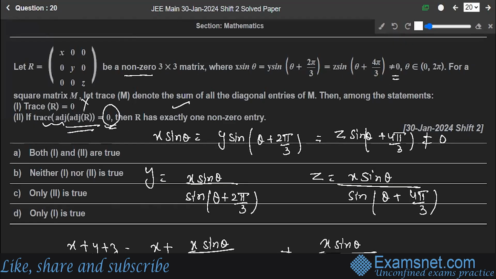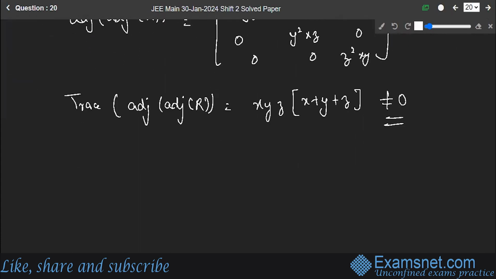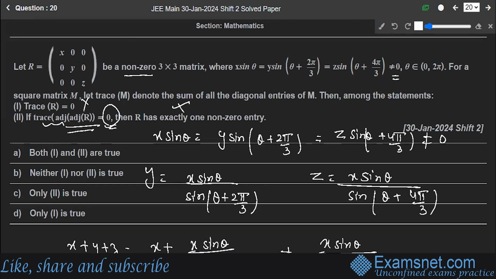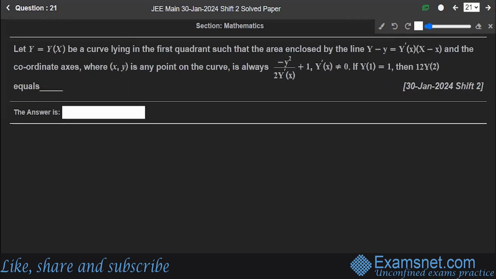If I take this is equal to 0, then one thing we know from the previous statement 1 is that this is not equal to 0. That means either of them, x or y or z, may be equal to 0, right? And that's also not true. So that means statement 2 is also wrong and 1 is also wrong. Both of them are incorrect. Option B is the right answer. Hope you're clear. Next is question number 21.